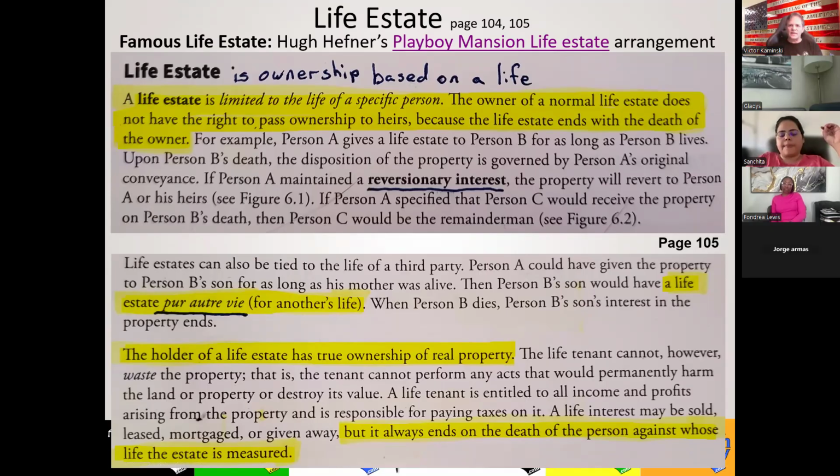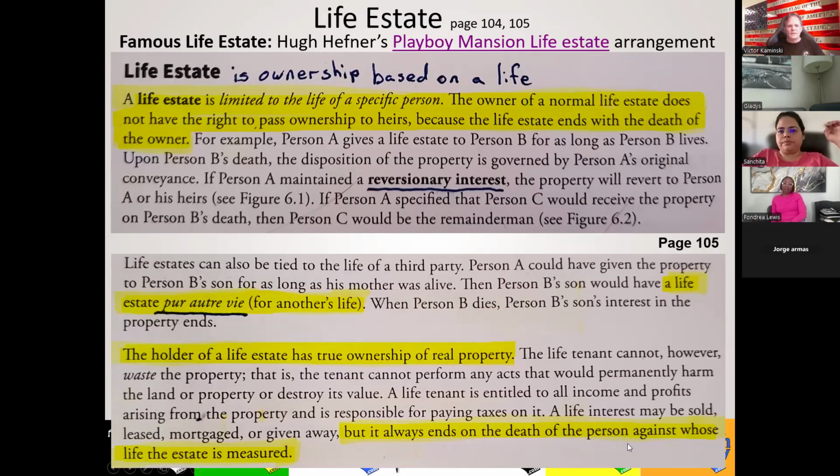A regular life estate is based on your life. If I gave you a life estate, it's based on your life. When you die, you lose the ownership. It comes back to me. So you can't leave it in a will to somebody. If I give you a life estate per autre vie, I give you ownership of my property based on someone else's life other than yours. That's for the life of another.